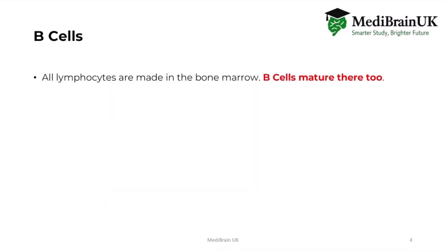Okay, so in terms of B cells, we know that all lymphocytes are made in the bone marrow. B cells mature there as well. That's different to T cells. Remember when we talked about T cells in our last lesson? T cells are produced by the bone marrow. However, they mature in the thymus. And the best way to remember this: T for T cells, T for thymus. Now, B cells are also produced in the bone marrow and they mature in the bone marrow as well. They are contained within your bone marrow.